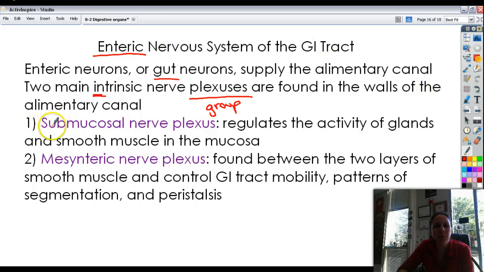We have the submucosal. So what does that mean? Sub, under, mucosal, mucus, nerve plexus. It regulates the activity of glands and smooth muscles in the mucosa. And then we have the mesenteric nerve plexus, which is found between the two layers of smooth muscle, the circular and the long ones. It controls how fast your gut moves and how it does segmentation and peristalsis itself.